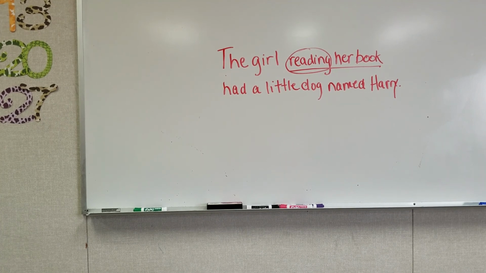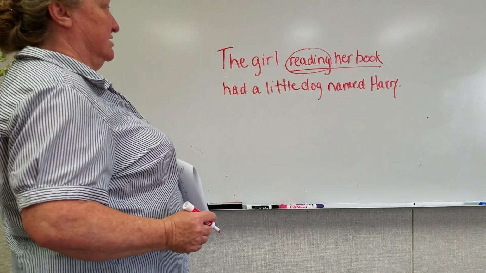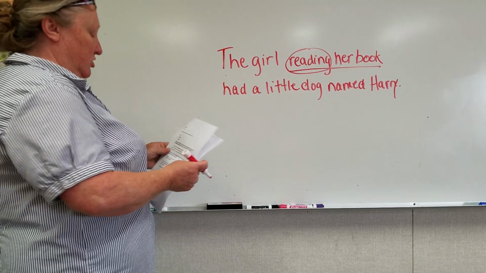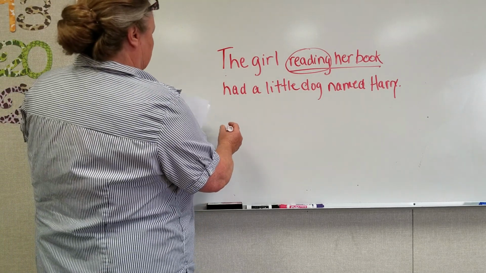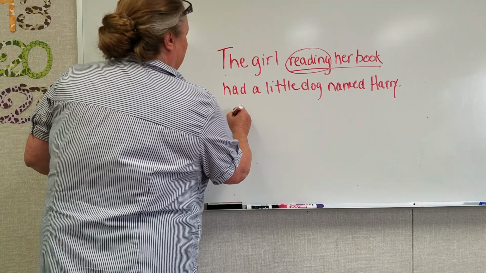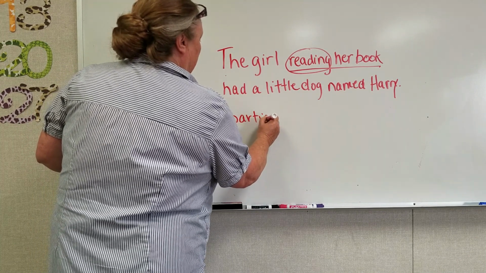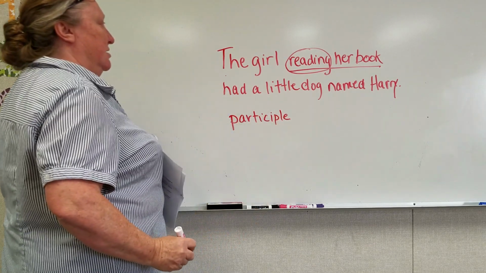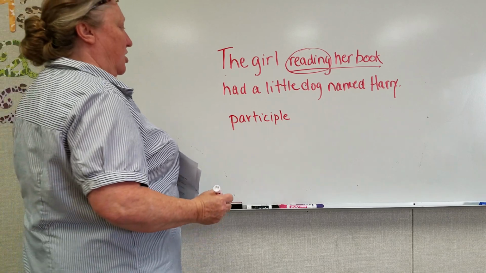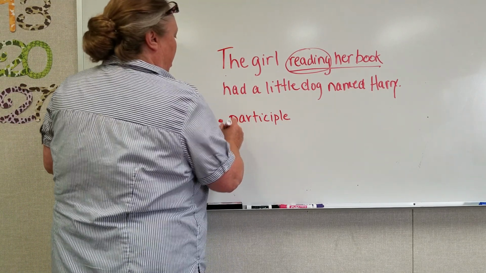Okay, another sentence here. And wow, look at this. We have the same word being used as the verbal here. Remember, we're talking about verbals, verb forms that are acting like something else. This one, though, is not a gerund, even though it's the same word. In this case, the girl reading her book had a little dog named Harry. It is being used as a participle.